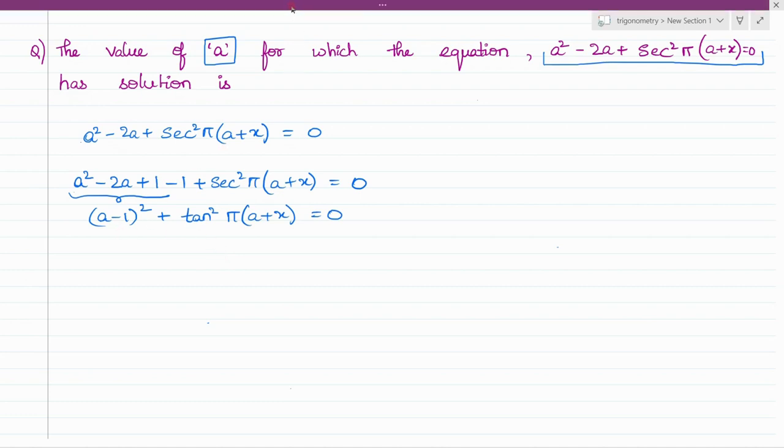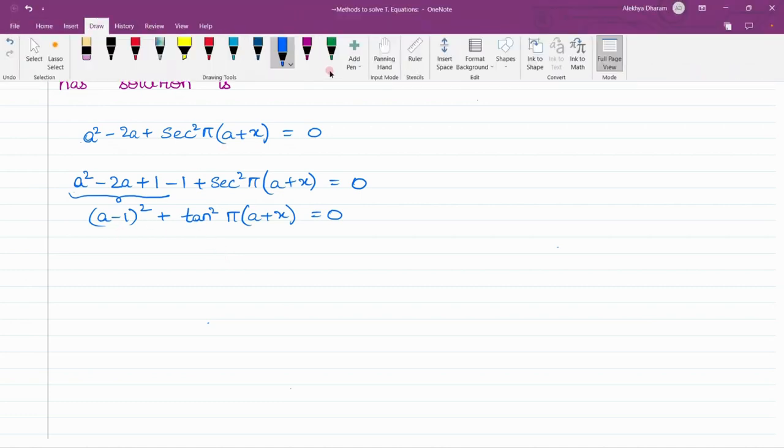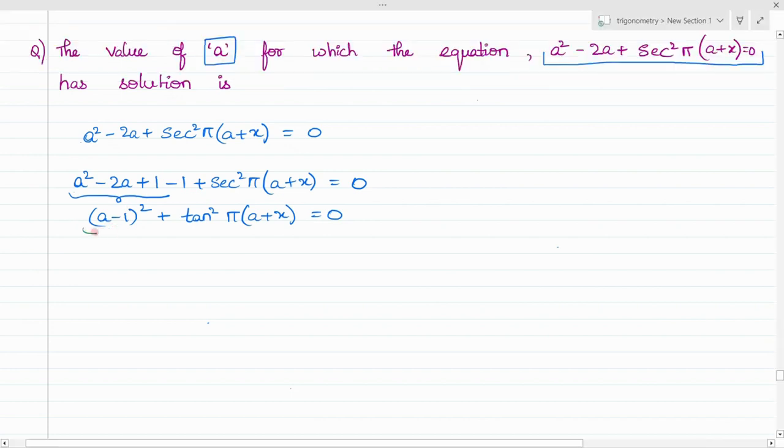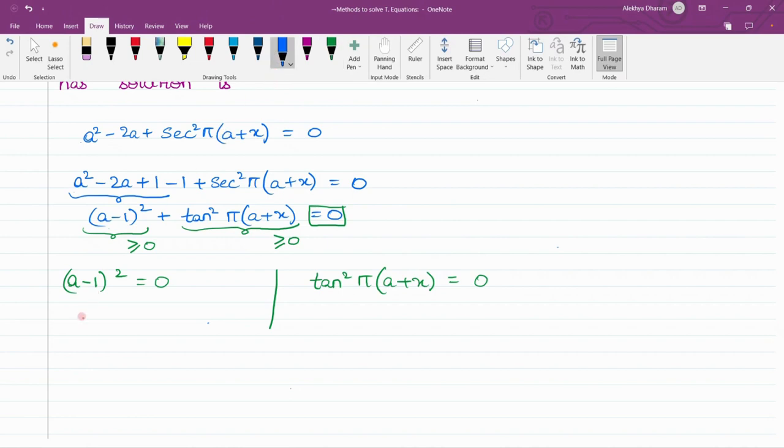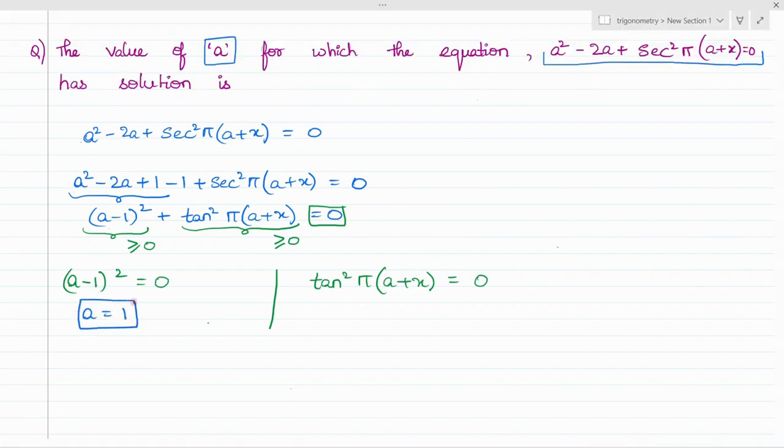So these are the two square terms, right? Square in the sense the value for this will be greater than or equal to 0. The range for this will be greater than or equal to 0. So to get 0, what should be the values of these two? Only one case is possible, that is both the values should be equal to 0, right? Then only it satisfies the RHS part. So solve this, you will get a equal to 1 over here.